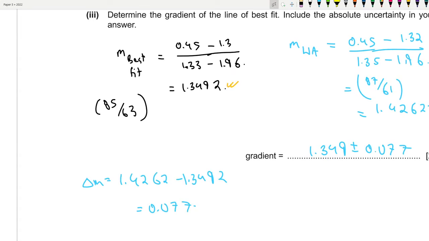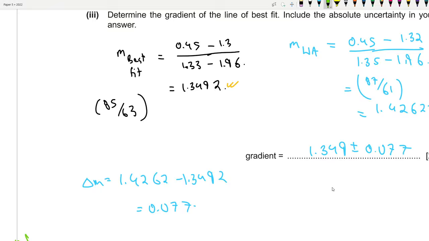I opted for a two significant figure uncertainty. Although you shouldn't write down a four significant figure gradient. Honestly, you either go for 2SF or 3SF. That's what the examiners want.